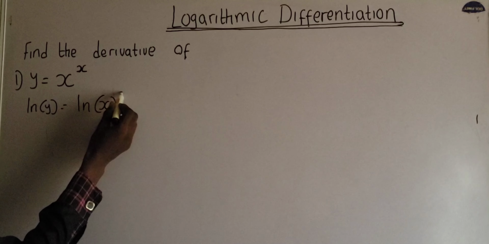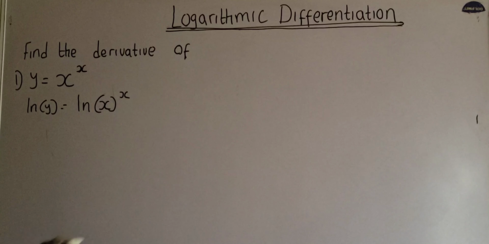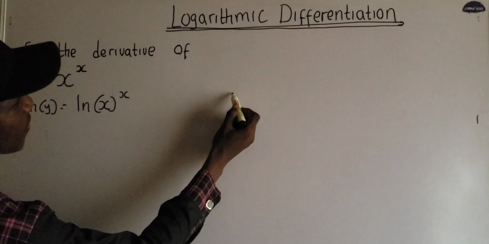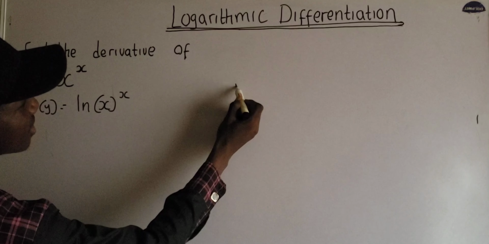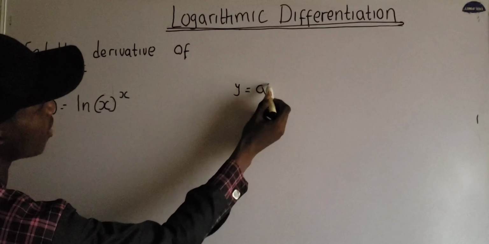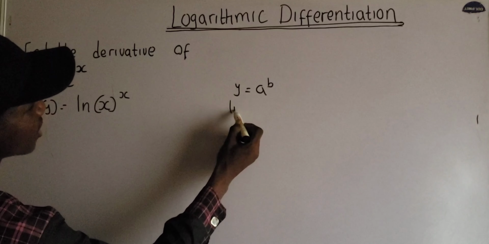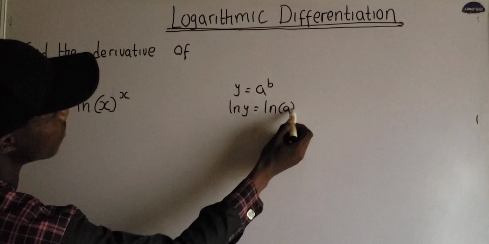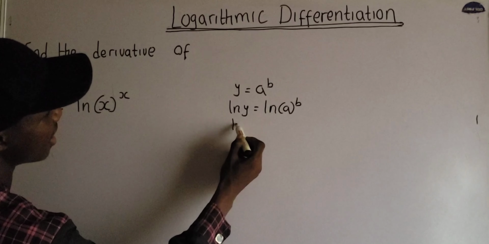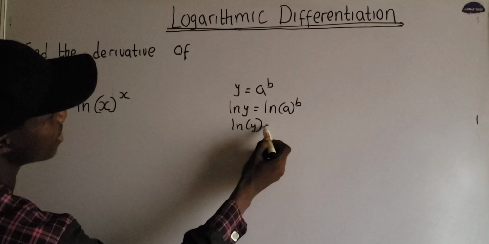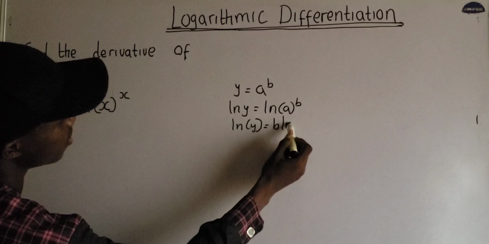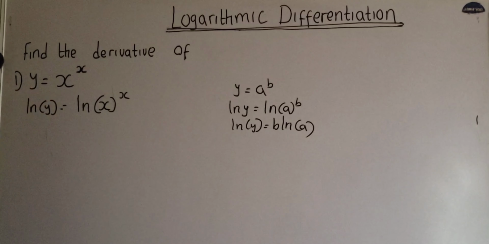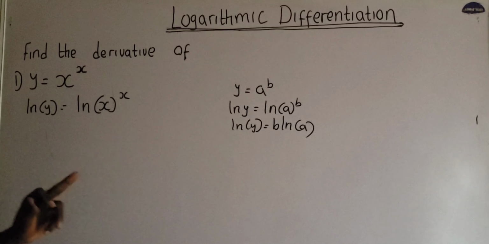x raised to the power of x. Don't forget that if I have y equals a raised to the power of b, and I take the natural log of both sides, the natural log of y equals b times the natural log of a. So I'm going to apply the same principle in this place.